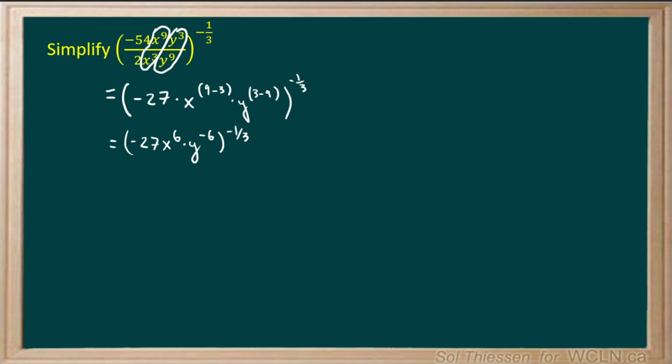Now we're going to apply this exterior exponent. So remember, when a variable or item already has an exponent on it and another exponent is applied, the two exponents are multiplied together. So we'll have negative 27 to the power of negative 1/3 times x to the power of 6 times negative 1/3, that's where this rule comes into play, times y to the power of negative 6 times negative 1/3.